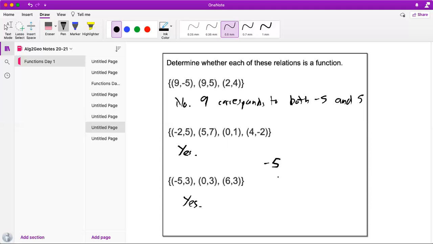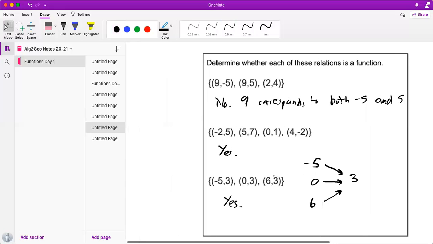And just so we can see this in this other format, those are the domain values for this problem. And the range values, the only one is 3. -5 goes to 3, 0 goes to 3, 6 goes to 3. This is kind of a boring function, but it is a function because there's no two arrows coming out of any domain value.